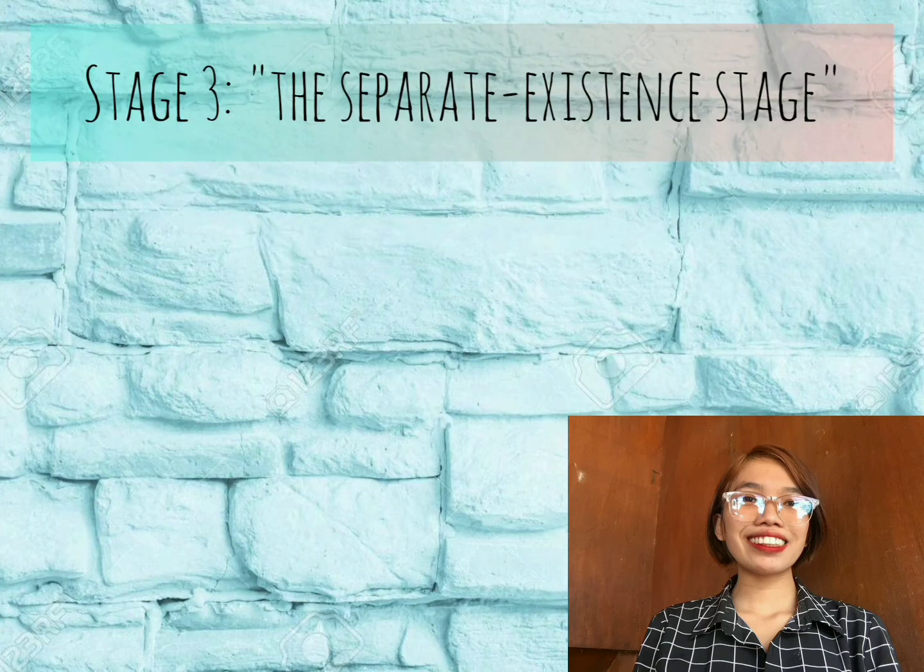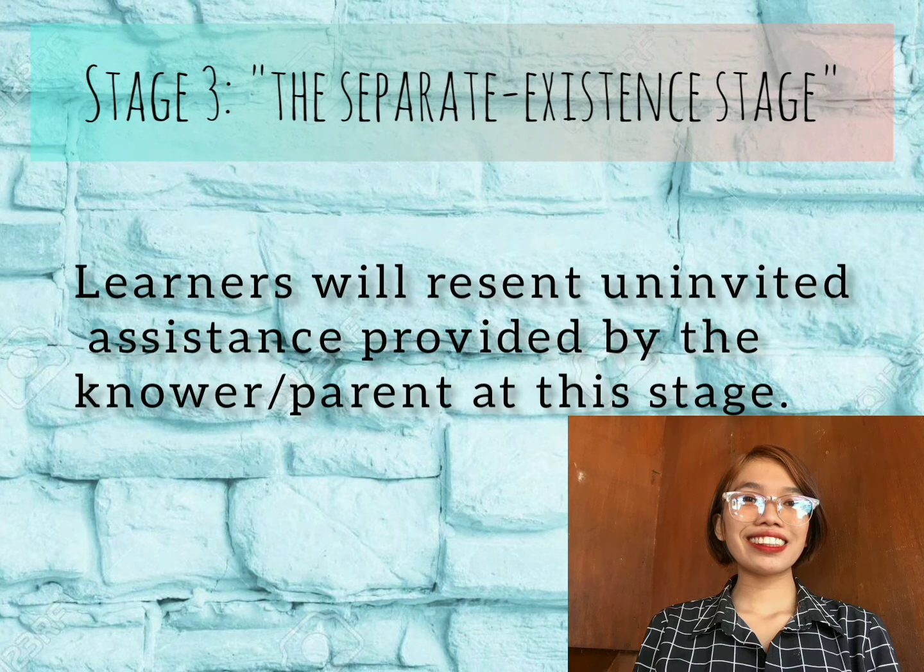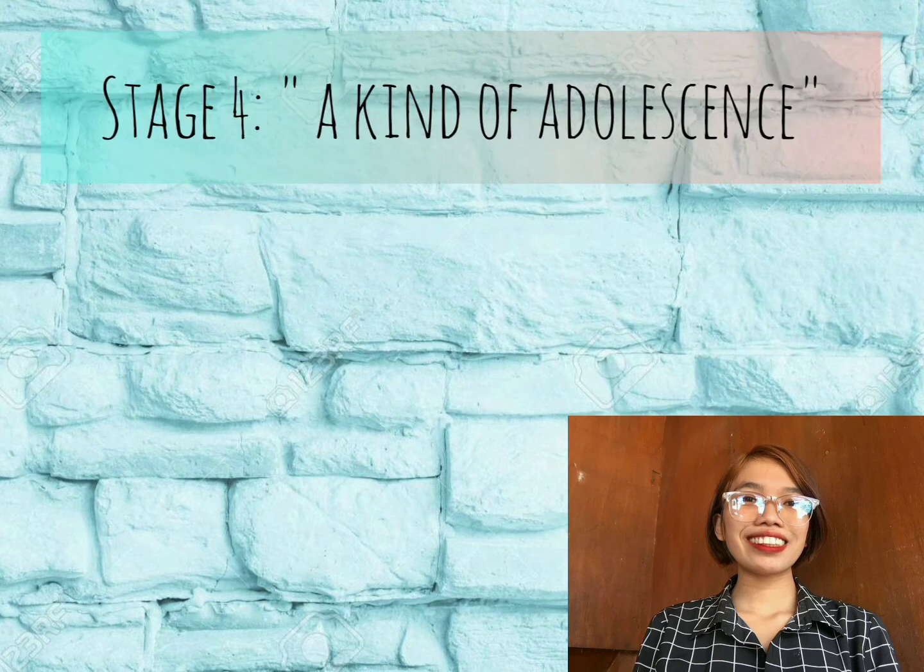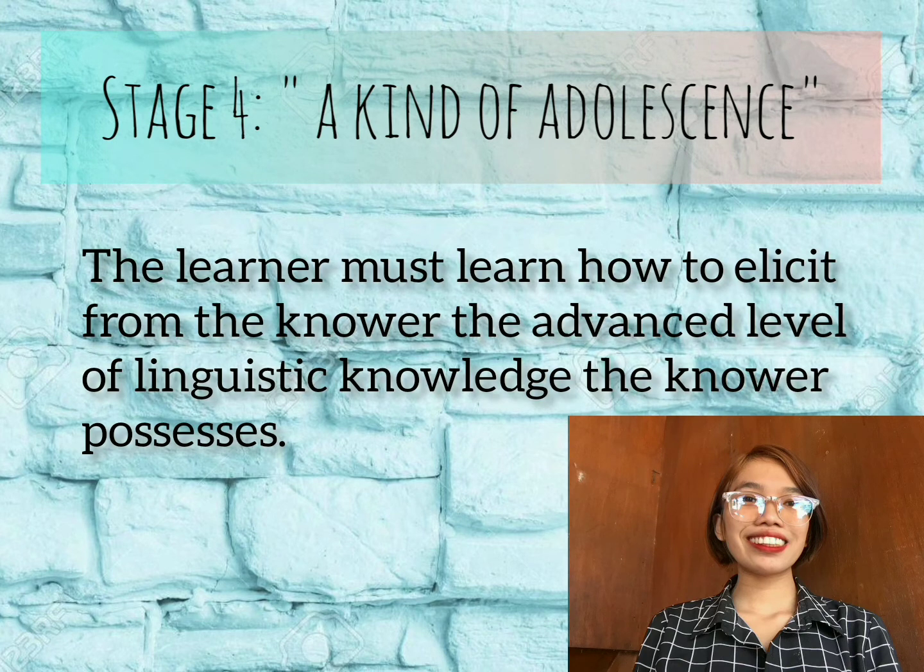In stage 3, the separate existence stage, learners begin to understand others directly in the target language. Learners will resent uninvited assistance provided by the knower or the parent at this stage. Stage 4 may be considered a kind of adolescence. The learner functions independently, although his or her knowledge of the foreign language is still rudimentary.